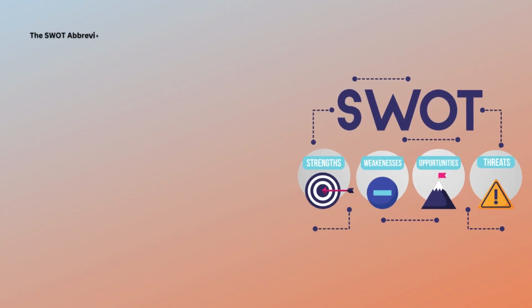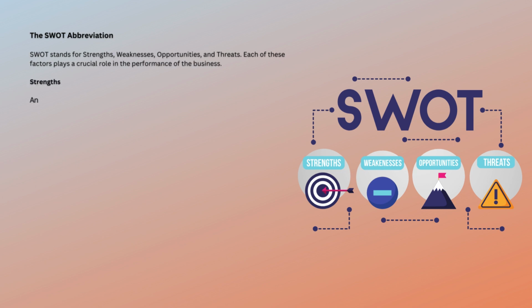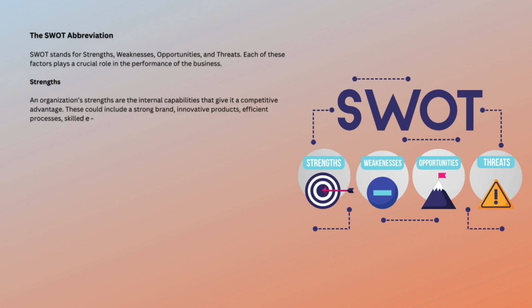The SWOT abbreviation. SWOT stands for strengths, weaknesses, opportunities, and threats. Each of these factors plays a crucial role in the performance of the business. Strengths. An organization's strengths are the internal capabilities that give it a competitive advantage. These could include a strong brand, innovative products, efficient processes, skilled employees, or a significant market share.